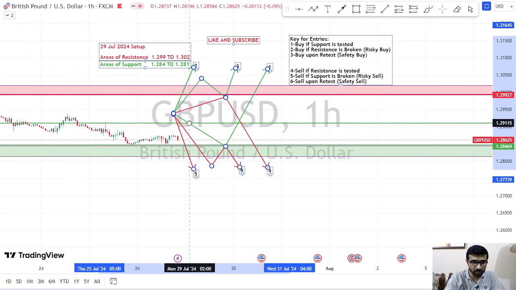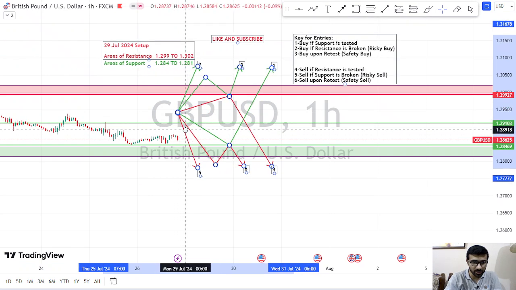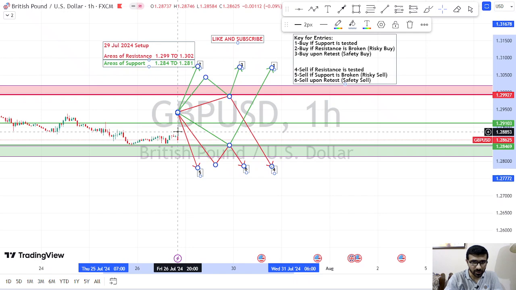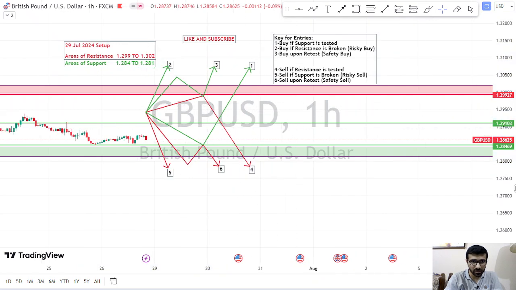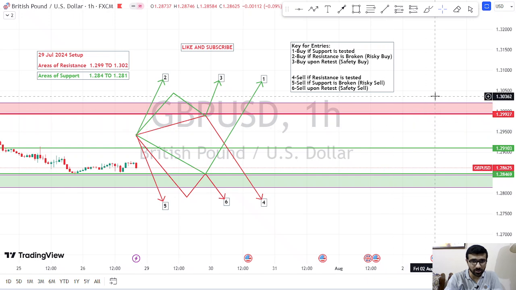Okay, so it is something like this. Market is trading over here. Okay, so that's all for today for the GBP USD pair. I hope you guys will be making some good profits in the coming week as well.